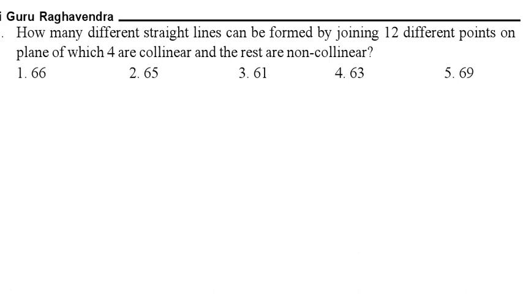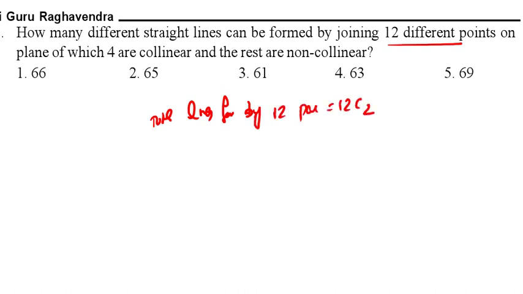Now total lines formed by 12 points. We have to join 12 points. Total lines formed by 12 points is 12C2. 4 are collinear. So number of lines formed by 4 points, that is 4C2.